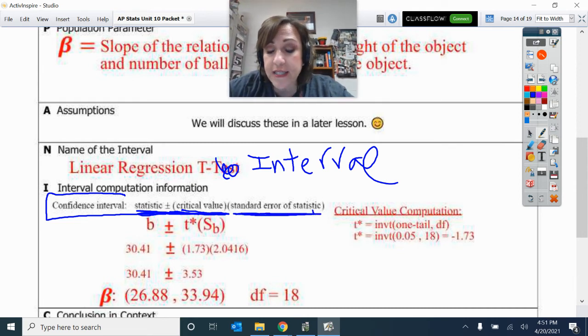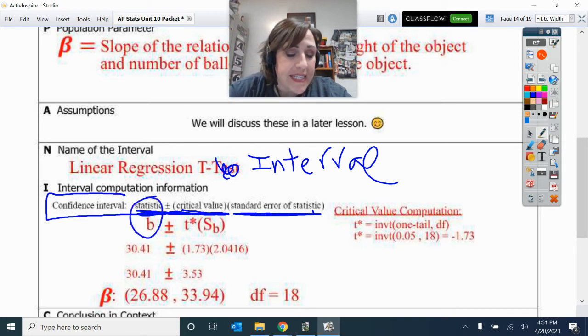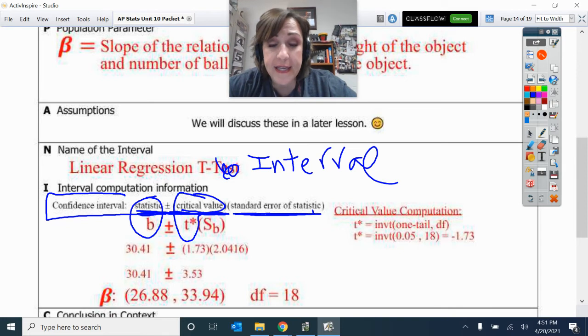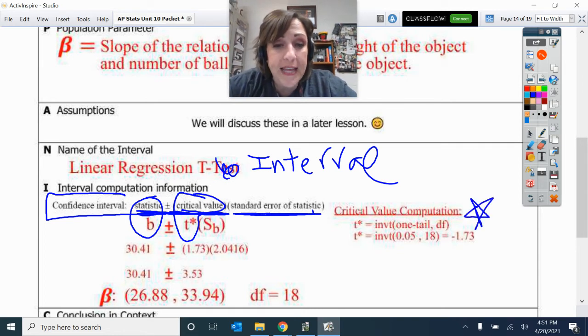So our statistic is slope. That's what we're estimating. So our statistic is the sample slope, the little b, plus or minus our critical value, a t star because it's a t interval. We're going to have to remember how to get the critical value. We'll talk about that in just a minute. And then the standard error of the statistic is the standard deviation of the slope. That's written up there in that computer printout.